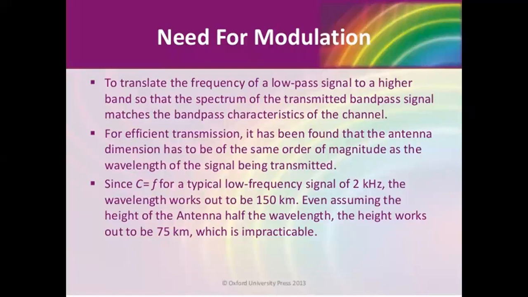The next point is that the length of the antenna is proportional to the wavelength. The wavelength is lambda equals c by f. The lambda value is proportional to the height of the antenna. At high frequency, the height of the antenna is low. At low frequency, the height of the antenna is very high.